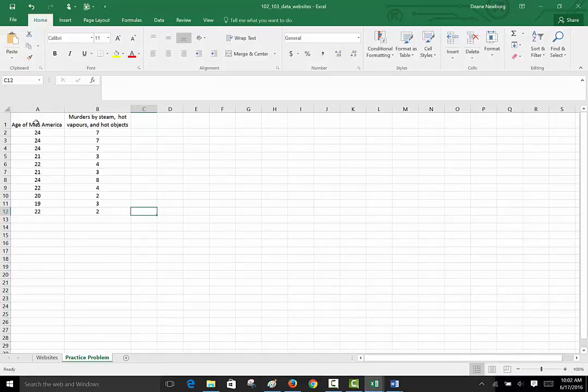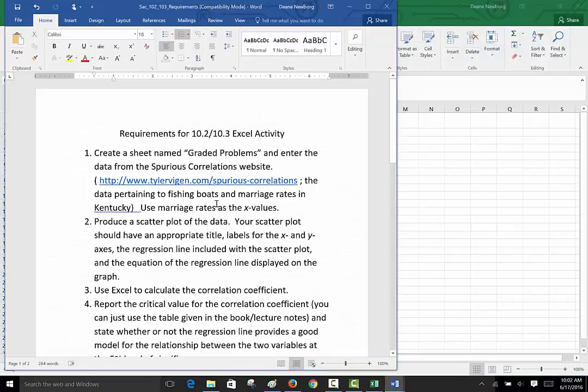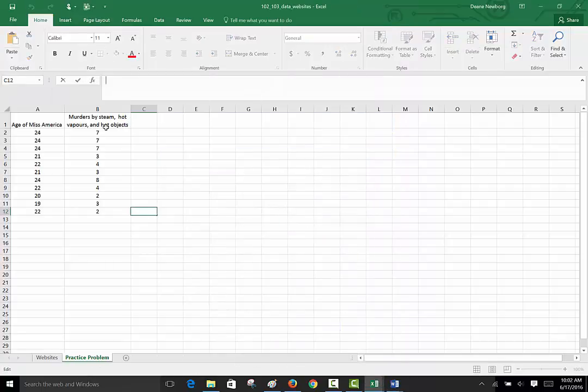So what you'll do is, I tell you which one to use as your X value. I say use marriage rates as the X values. So you'll type marriage rates in Kentucky and then put the drowning by falling out of a fishing boat or whatever in the Y. And then you'll just have to enter these data by hand.